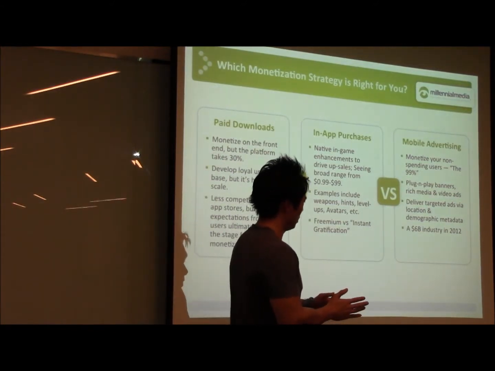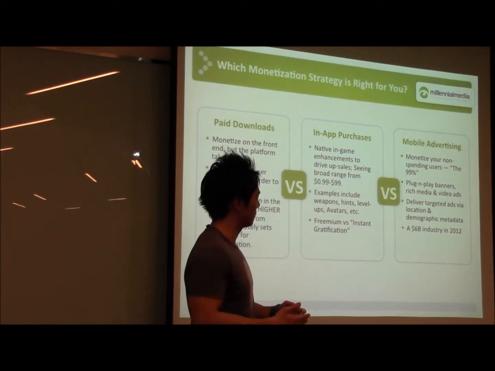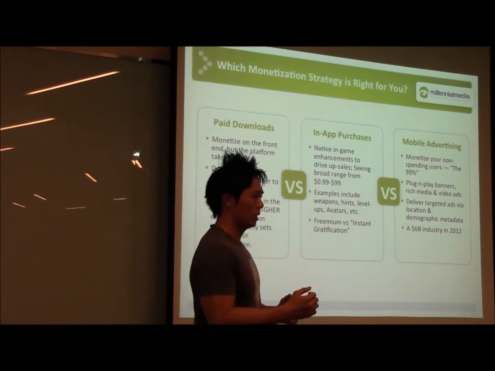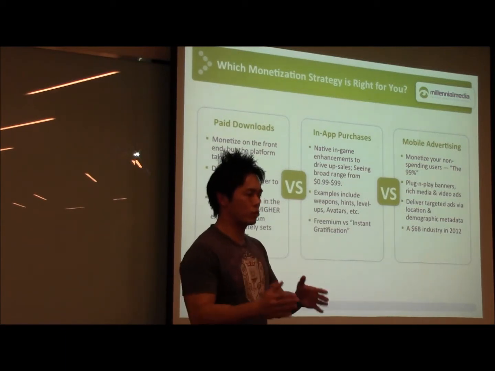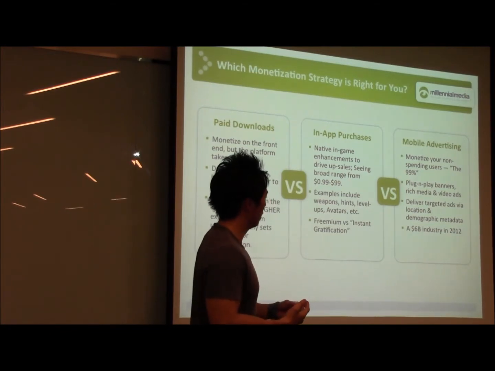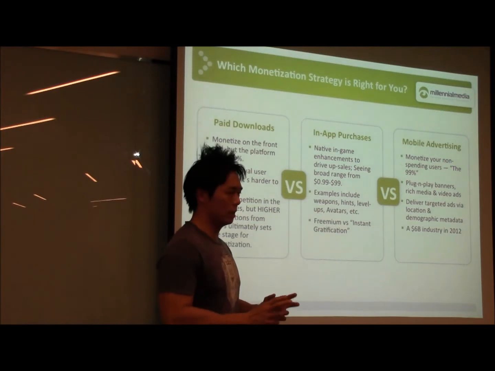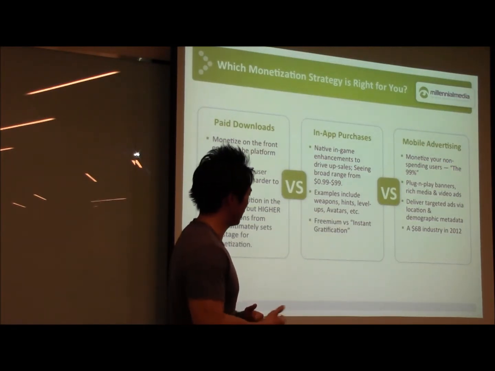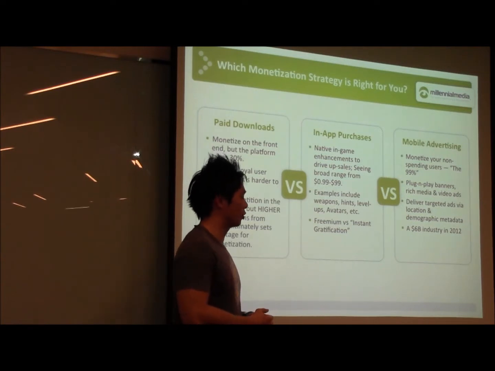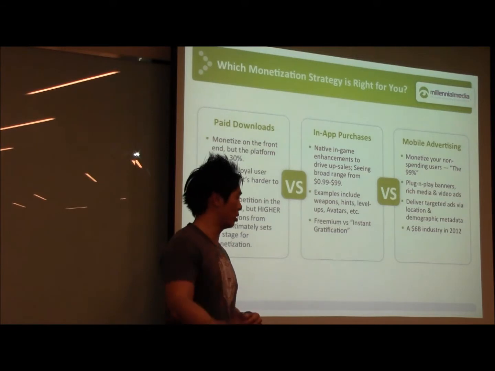And then also, some more advanced networks will ask you to send extra parameters to them so they can deliver targeted ads, such as location-based or demographic targeted advertising. And it's a really big business. It's a $6 billion business in 2012, and it's continuing to grow.